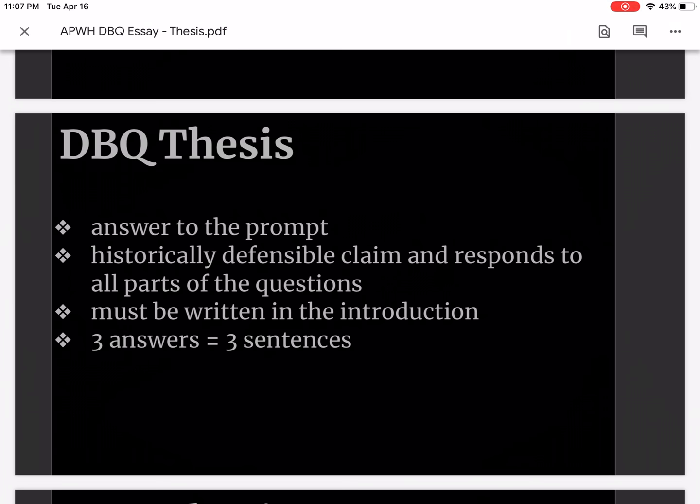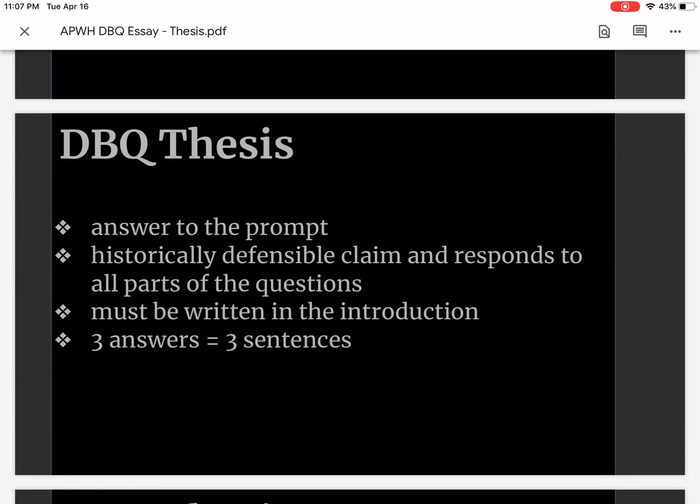Now, when I say it's the answer to the prompt, think of it this way. As opposed to a prompt or a thesis, you have a question and an answer. A historically defensible claim means that it must be proven with historical evidence. And that's where your documents will come in.